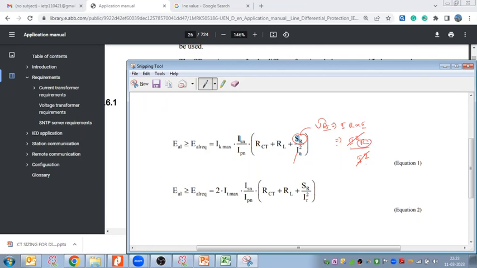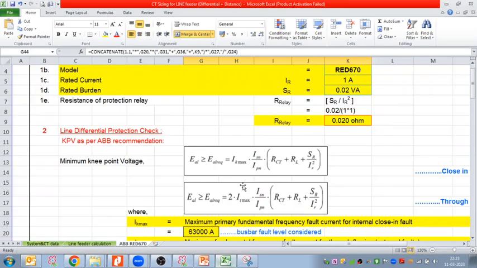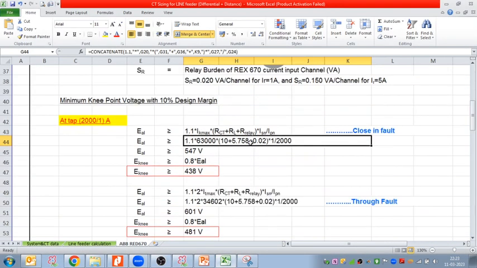So that I am putting here. So VA divided by I square, it would be only R. So that same value I am putting here, R of the relay. So if your VA is 0.20 and your A is 1, then the burden would be 0.20, all this much. So the R is 0.02.